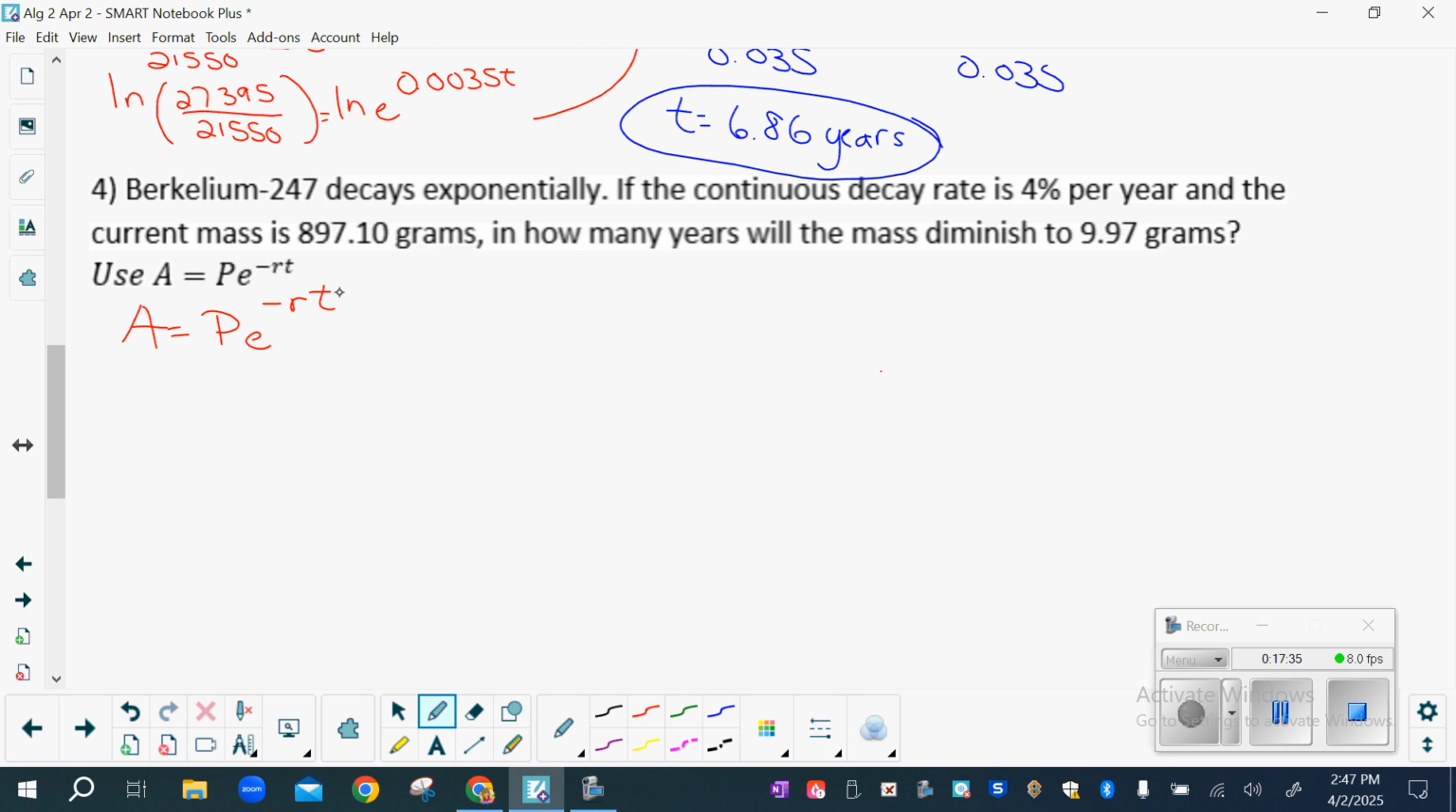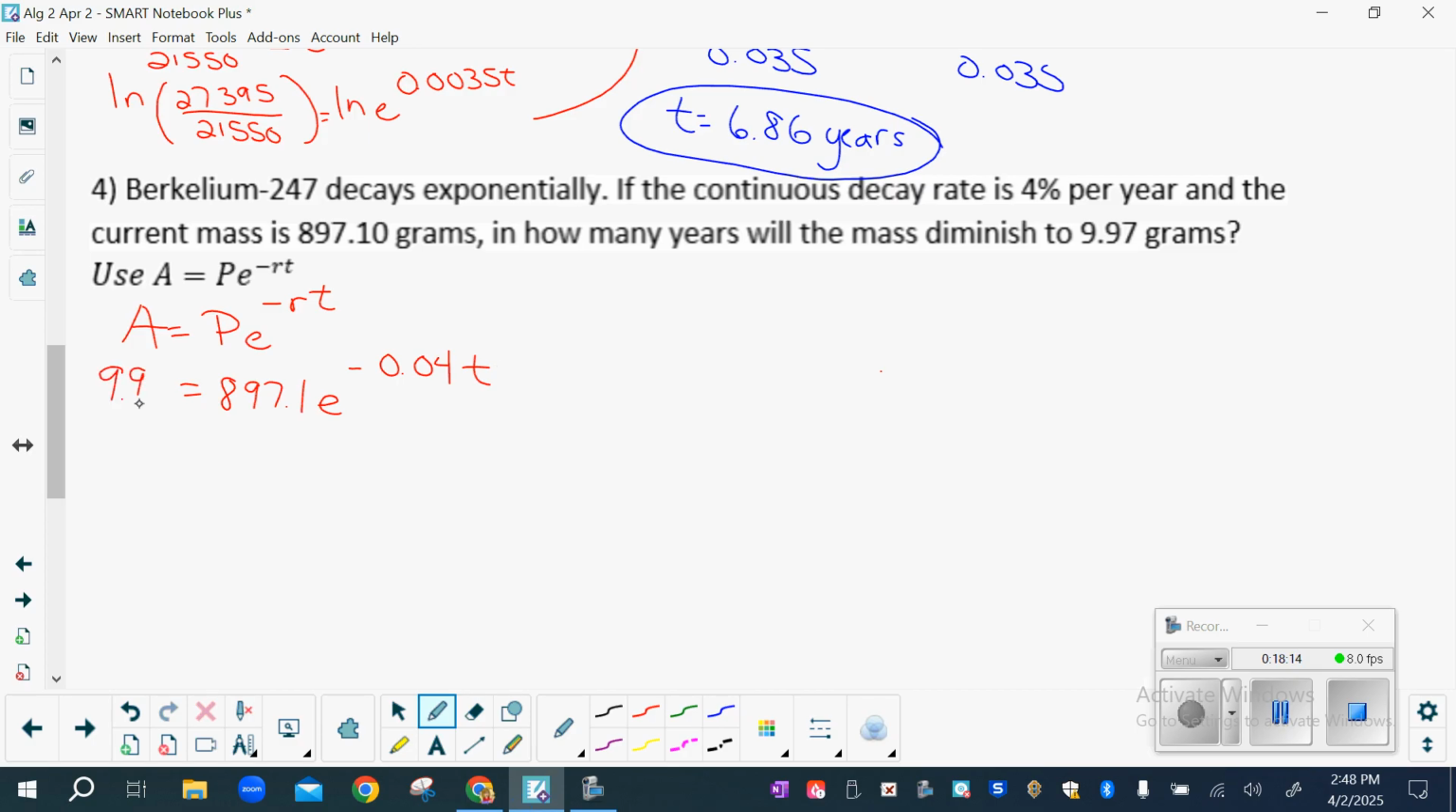So what is our starting amount, our P on this one? 897.1, and so that would be e to the negative. And what is our rate as a decimal? Negative 0.04. So that 4% is 0.04. Remember, dividing by 100 is moving that decimal point 2 places to the left. And then we don't know what the time is, so we put a t. And then what's our ending amount on this one?